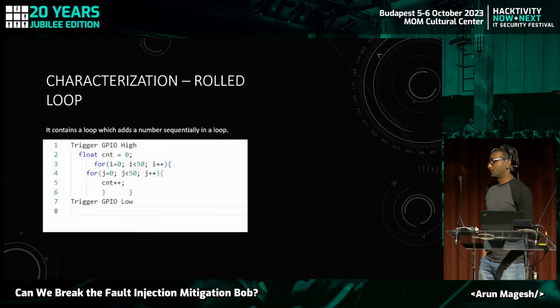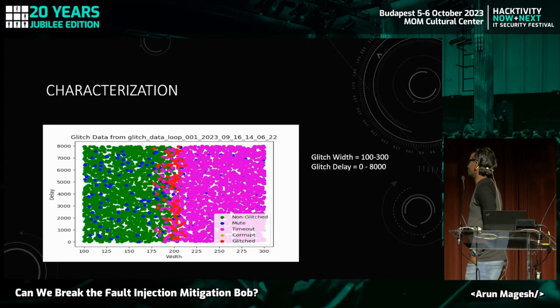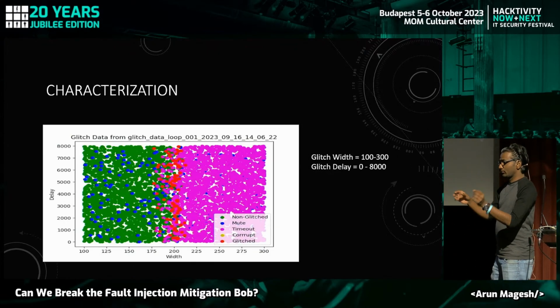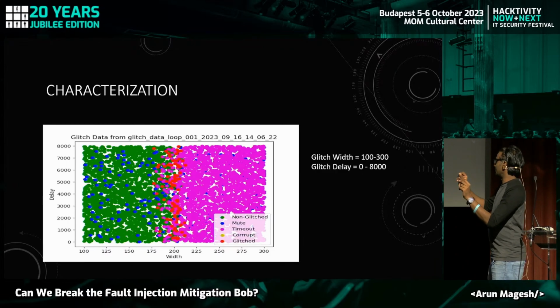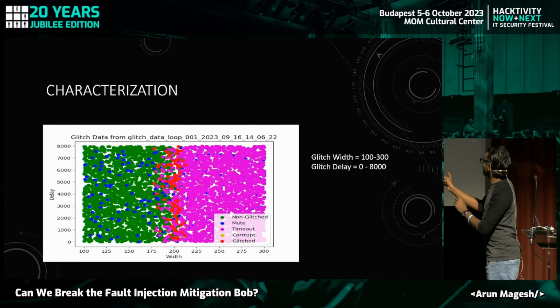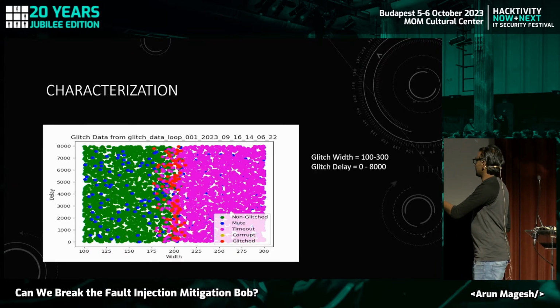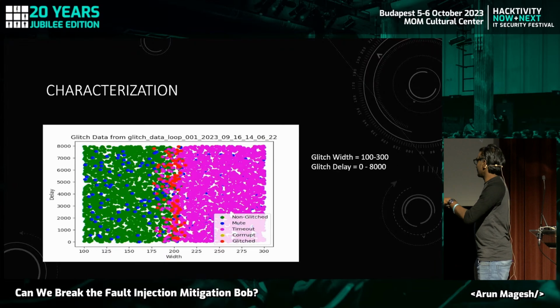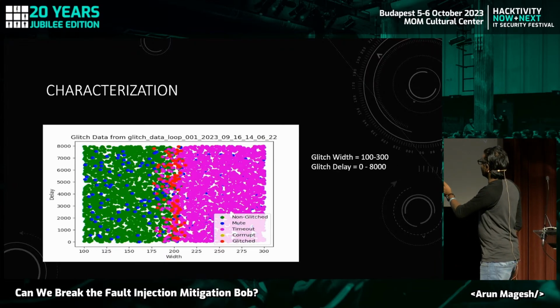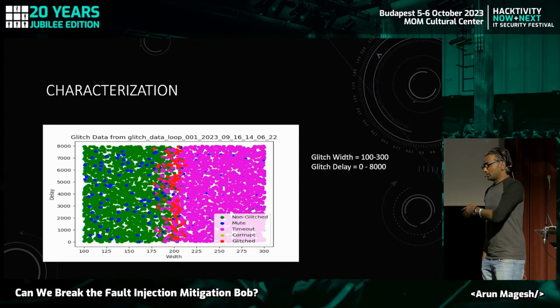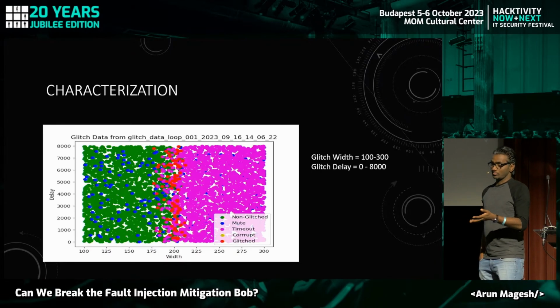I basically run it several thousand times. And then we have a plot with respect to the glitch delay, from what point of the trigger, and also the glitch width. If your glitch width is less than 200 nanoseconds, it's going to be green. Green signifies that nothing happened, so your chip just works fine. But if you go more than 200 nanoseconds, you can see it's all purple, which means the glitch got so powerful that your CPU stopped responding.